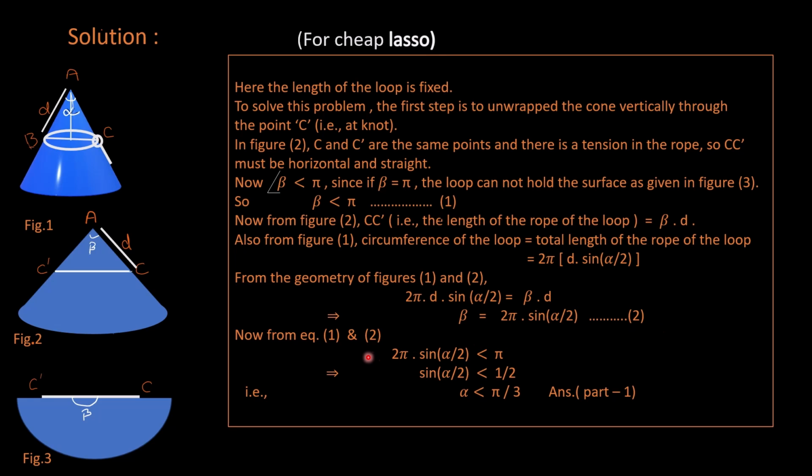Now from equation 1 and 2, we can say that 2 pi into sine alpha by 2 is less than pi. That is, sine alpha by 2 is less than 1 by 2. It means alpha is less than pi by 3. This is the answer of the first part of our problem.